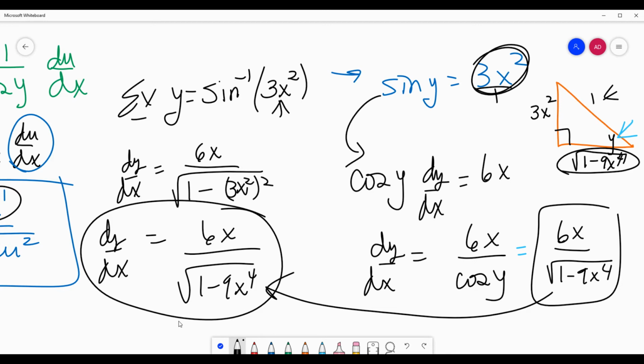I hope this helps clear up some questions that you might have on how to use the triangle to find the inverse trig derivatives. Or better yet, it's just a little bit of adding to your knowledge.